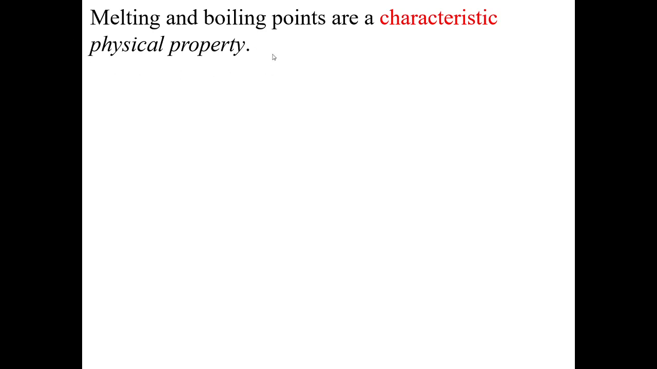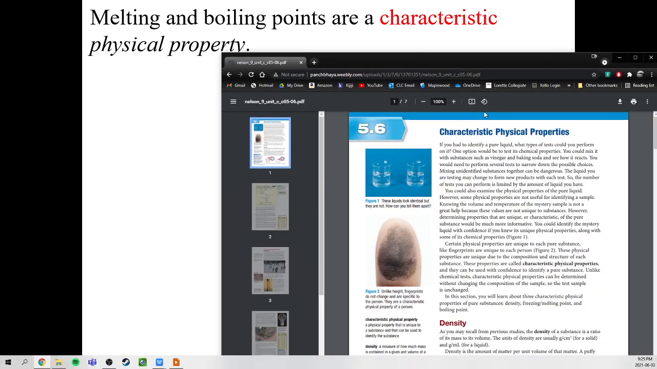So these melting and boiling points are a characteristic physical property, and I want to pause and take a look at what this means. I've mentioned characteristic physical properties before, but I want to make sure you know what I'm talking about. It just means that it's something that is unique.